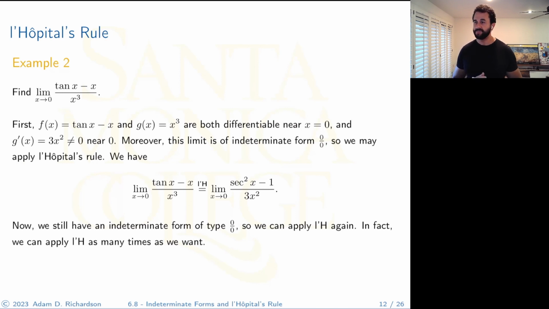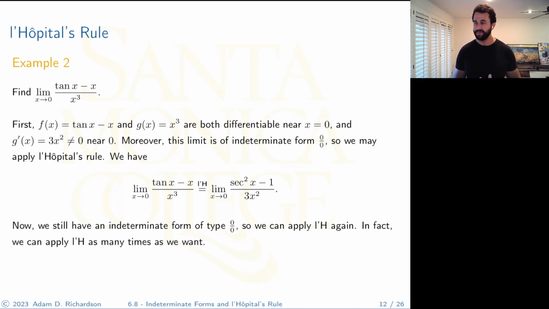Now if you got to this point when you were doing it on your own, that's perfect. But then you should have hit a little bit of a snag, because you should have realized, wait a minute, this is still going to 0 over 0. It's still an indeterminate form. The limit of the denominator will be 0, and the limit of the numerator is also going to be 0 because secant of 0 is 1, and so secant squared of 0 is 1, and 1 minus 1 is 0.